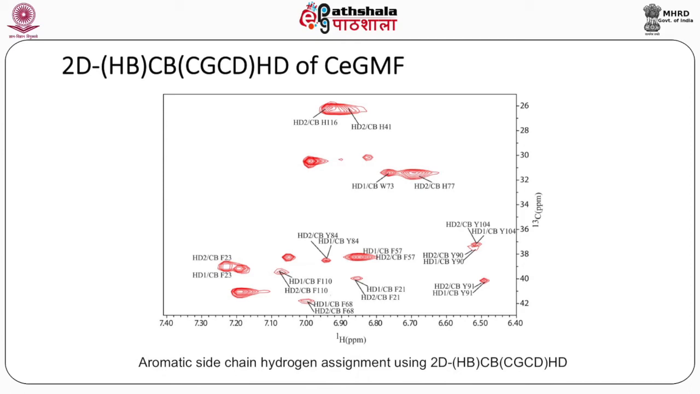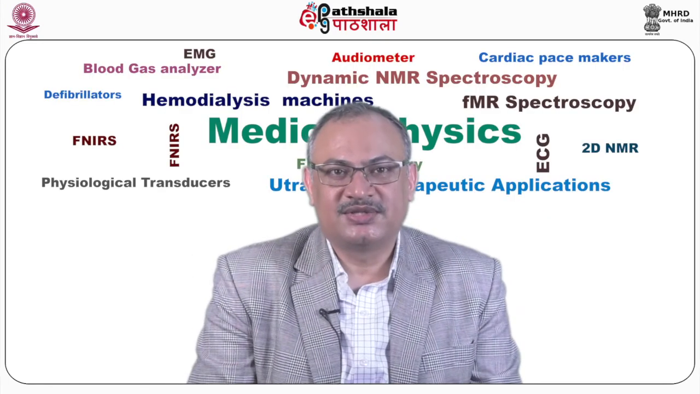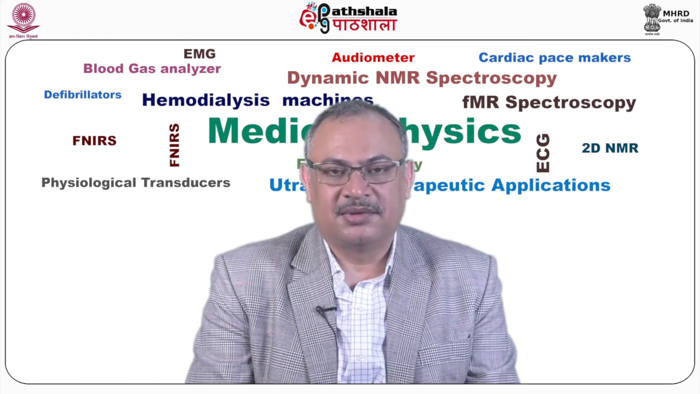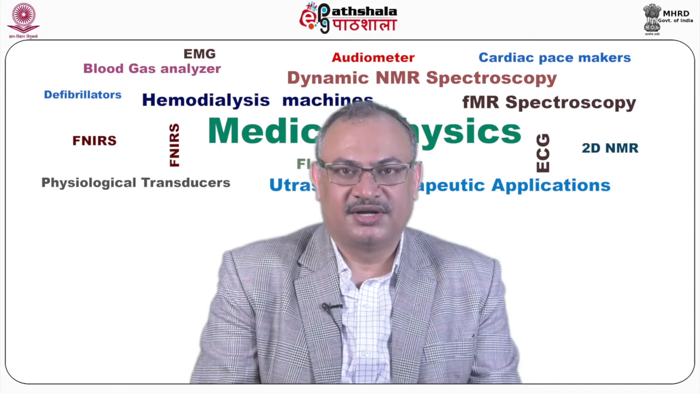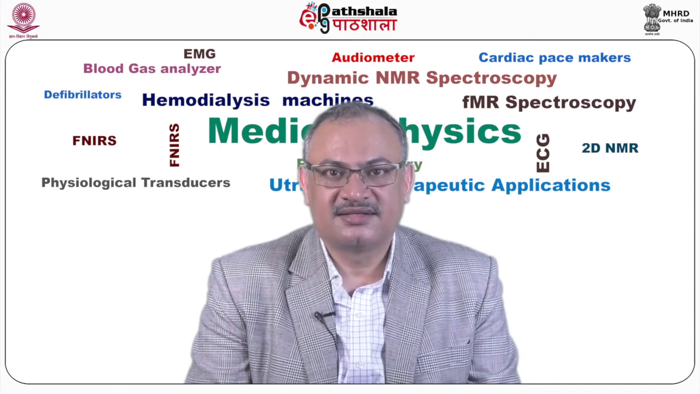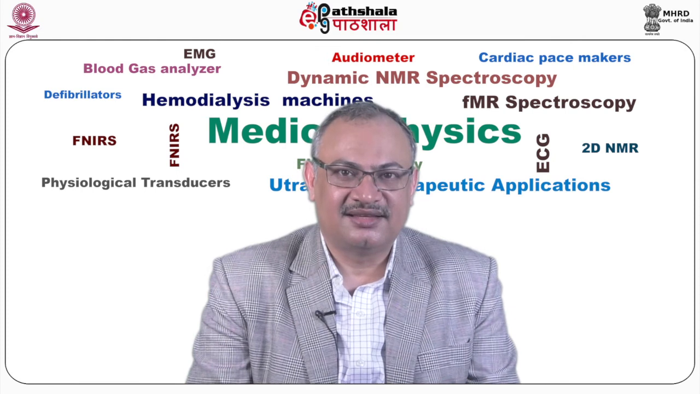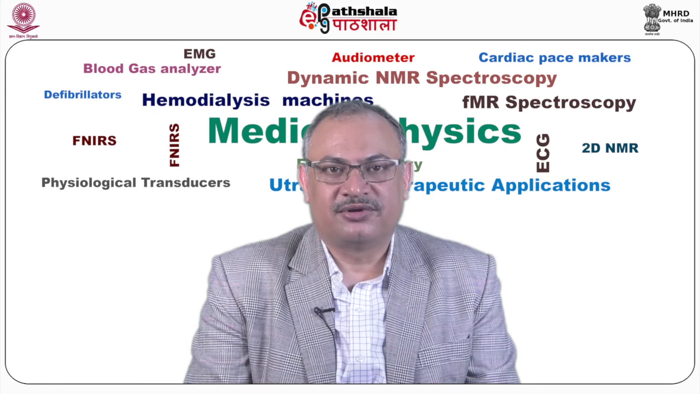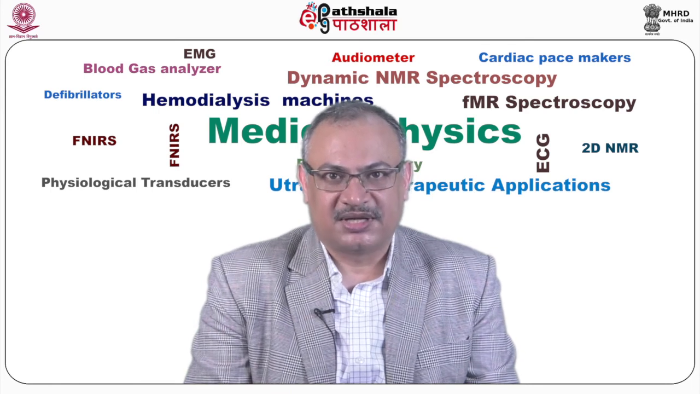As I was talking about the side chain of the histidine residue, this experiment can provide the C beta correlation with the HD and HE of the histidine residue. So, here you see the CBHD spectrum of CeGMF with various correlations that are seen between the aromatic C beta chemical shifts and their HD protons in the aromatic side chain. And similarly, you would see this for the C beta HE experiment.